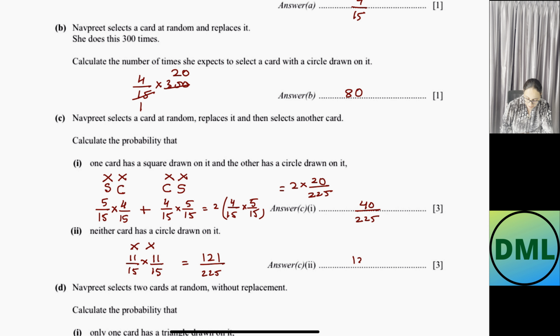That will be my answer for this part. Let's write down the answer here. Let's see the next question here.